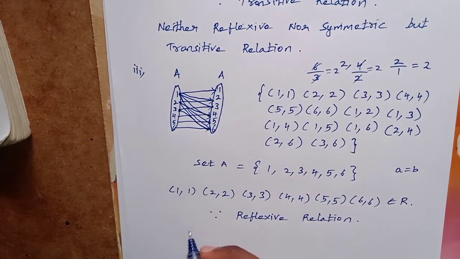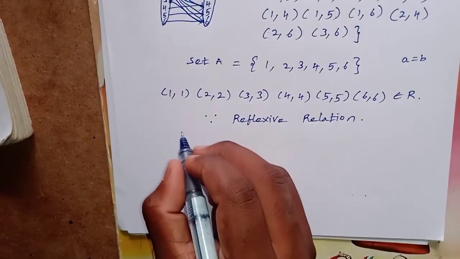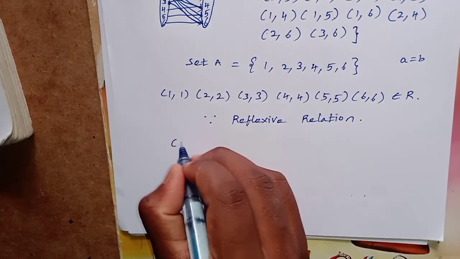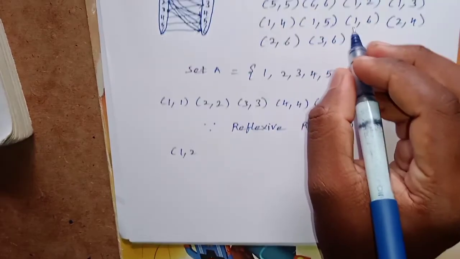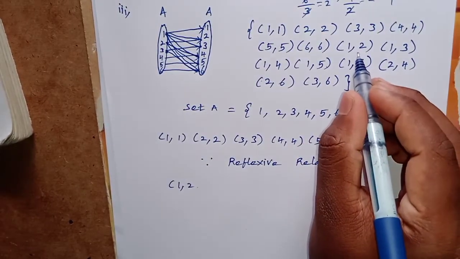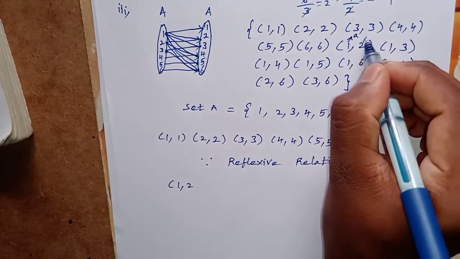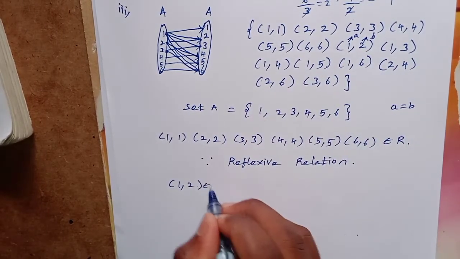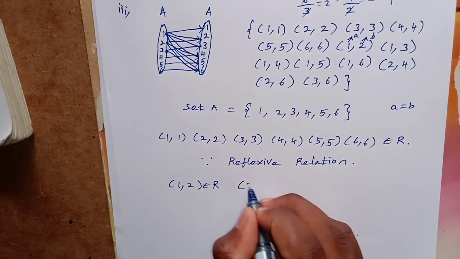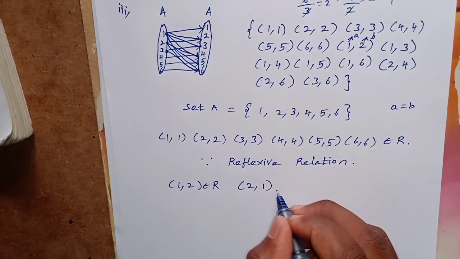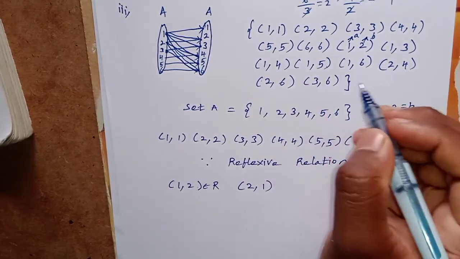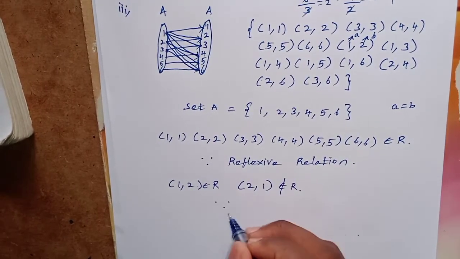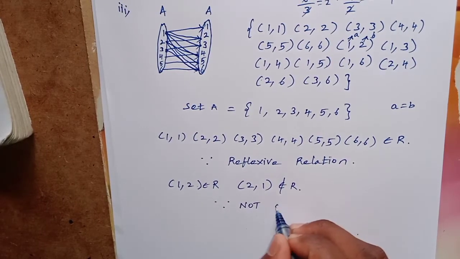Okay. Next, symmetric relation you have to check. For symmetric, 1 comma 2 is present. Here it is A comma B, which belongs to R, but 2 comma 1 does not belong to R. Therefore, it is not a symmetric relation.